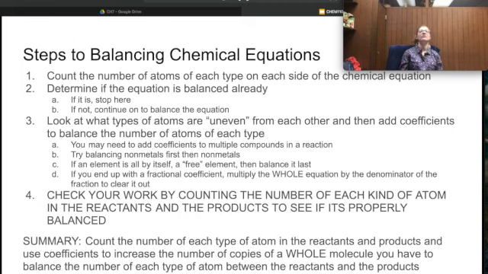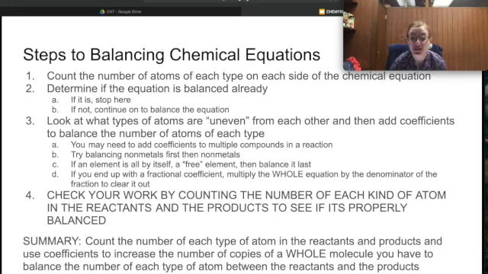Once you finish, every time, I need you to go back and check your work by counting the number of each kind of atom in the reactants and counting the number of each kind of atom in the products. That way you can determine if it's properly balanced. Go back and check.